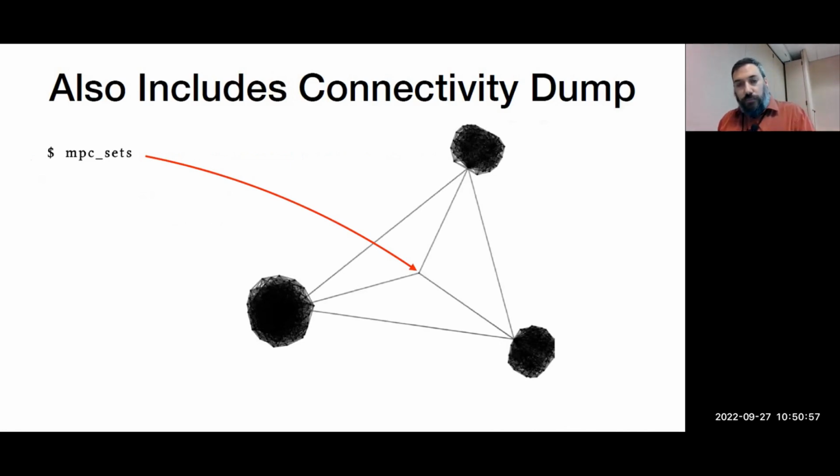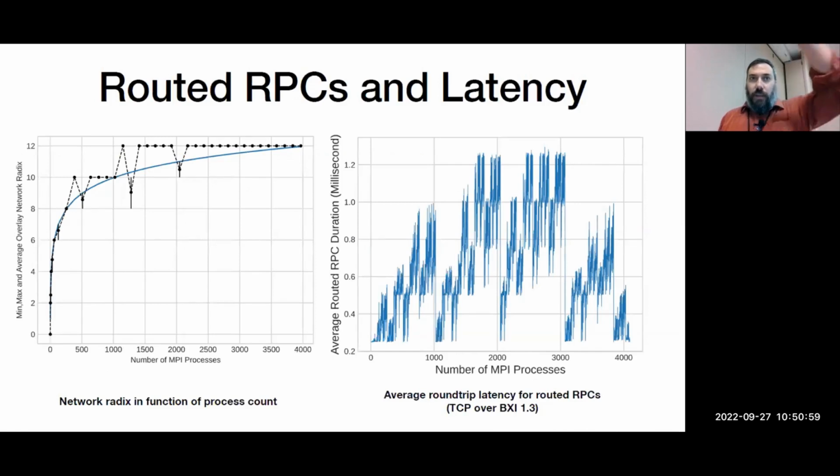Okay, so now the performance evaluation. First, just an idea of how the Kademlia topology works. On the left, you have the network radix as a function of process count. You can see that it really follows the logarithmic function. And then on the right is just the average round-trip latency that you will have for a routed RPC to reach one process from process 0.